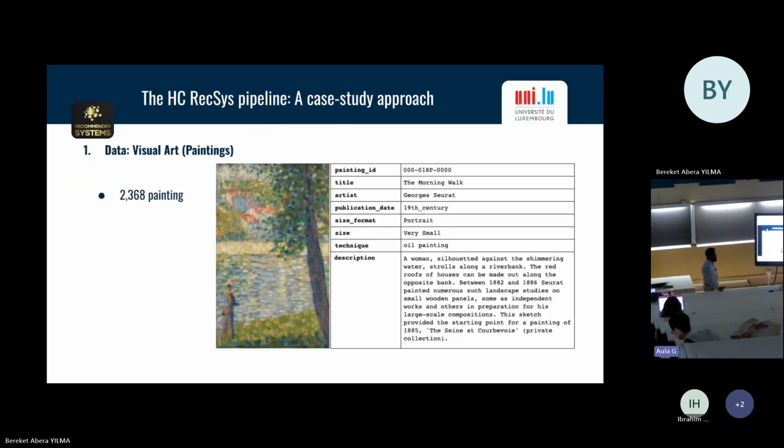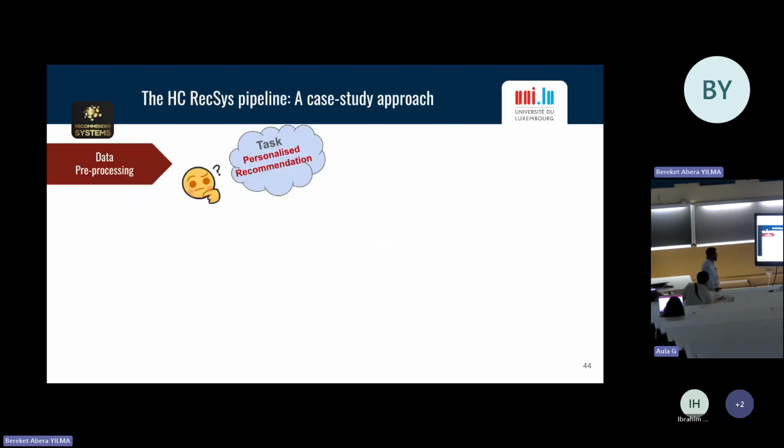This is a sample painting from the National Gallery of London. You have the actual image of the painting. You have some metadata information, and there is a semantically rich textual description of what is depicted in the painting. So this is your input data. You have 2,368 samples of the same kind. Now you want to build personalized visual art recommendation for new visitors.